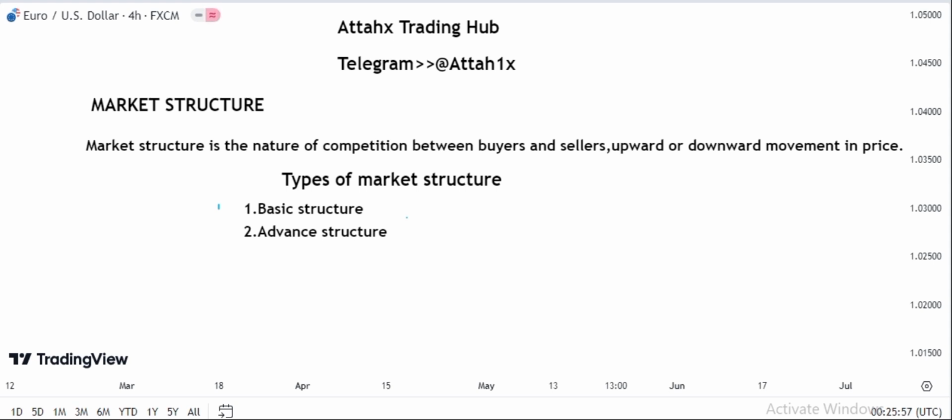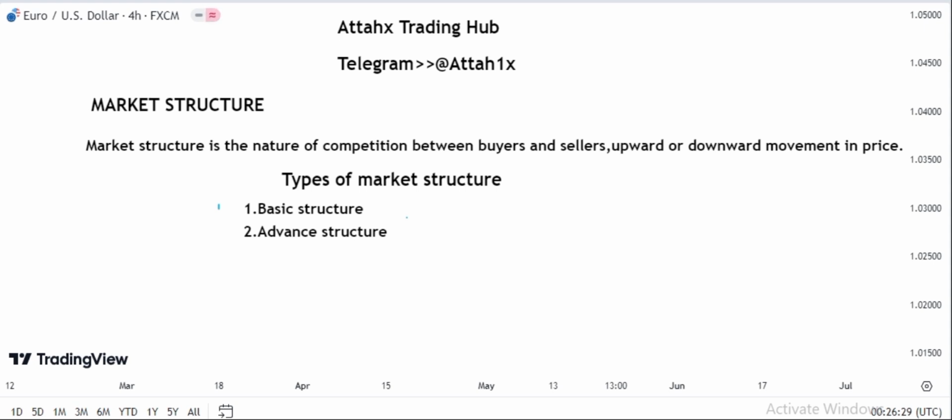Let's get started. In this video, we are going to be talking more about market structure for the beginners, and also if you're an experienced trader watching this, you can just take some of your time to scroll through and refresh whatever you've learned before, because I might also say some things which might be new to you. So why not grab your popcorn while we move on to what today's topic is all about.